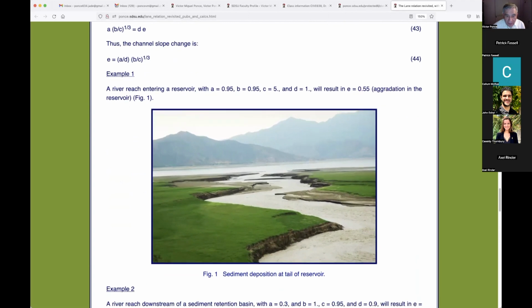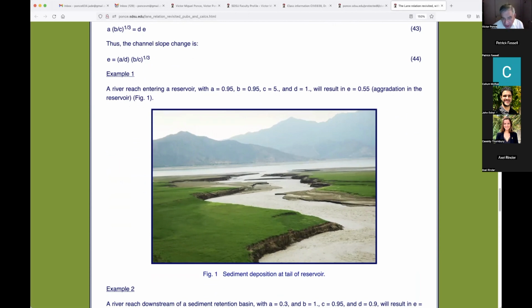I have an example here of sediment deposition at the tail of a reservoir. This is a very large reservoir in northern Peru. I was there; we had a project from 2007 to 2009. I visited this large reservoir and was able to take this picture. What does it show? It's at the tail of the reservoir.